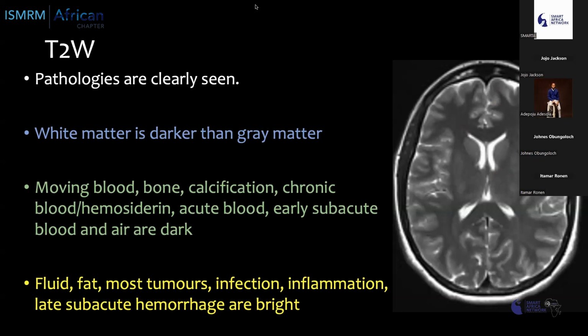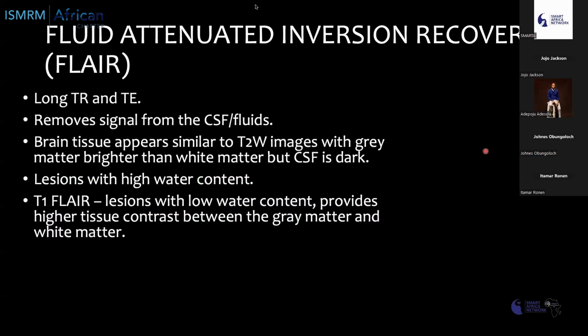Okay, all right. So another sequence that is helpful is the fluid attenuated inversion recovery, which is a FLAIR sequence, and it has both long TR and TE. It removes the signal from CSF and the fluids, and brain tissue appears similar to T2 weighted image, with gray matter brighter than the white matter, but CSF is dark. Lesions with high water content are better seen on the FLAIR images. There's also T1 FLAIR image, and that shows a high contrast in tissues that have low water content.